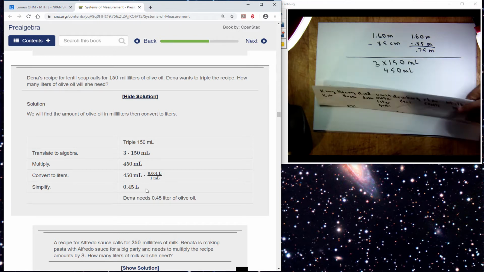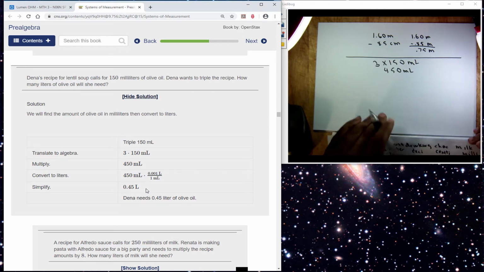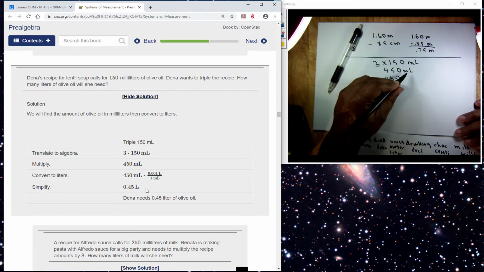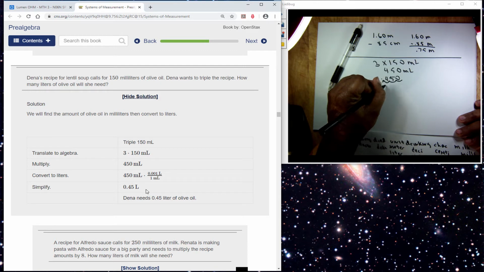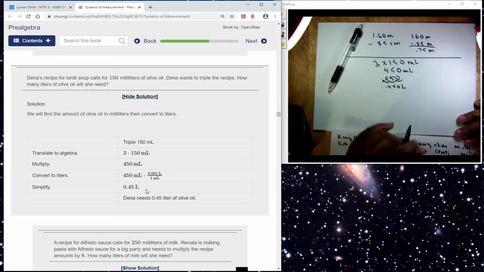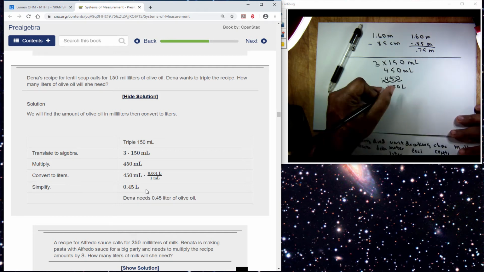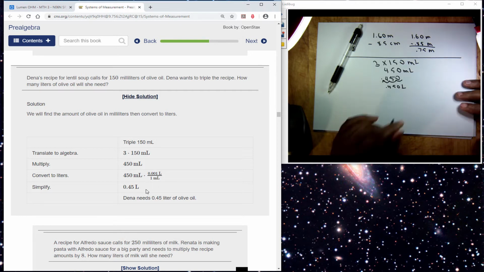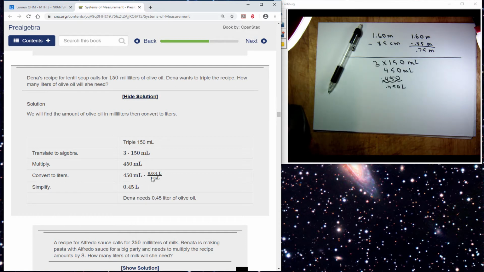Now I take the 450 here and shift it over 3 places in the same direction. 1, 2, 3. Then I replace the units. That's going to be 0.450 liters, or 0.45 liters. Now that's not the only way you can do it. You could also multiply it out and do the conversion that way.